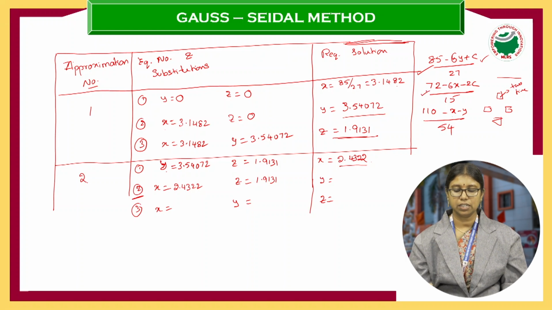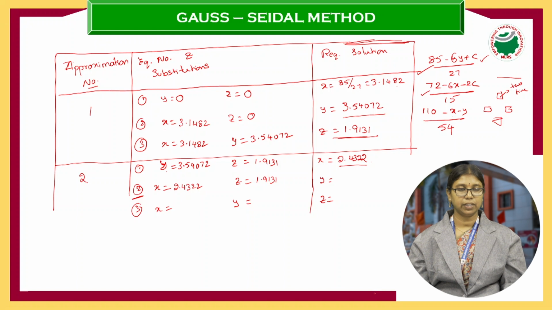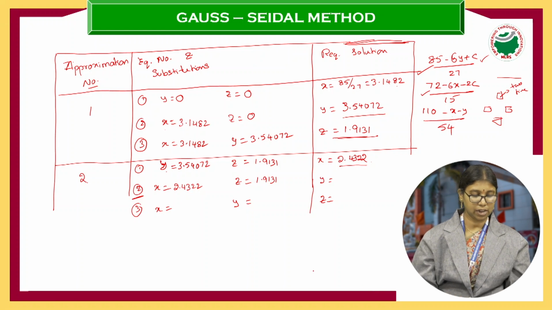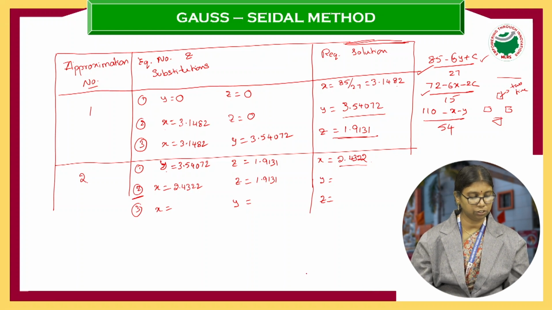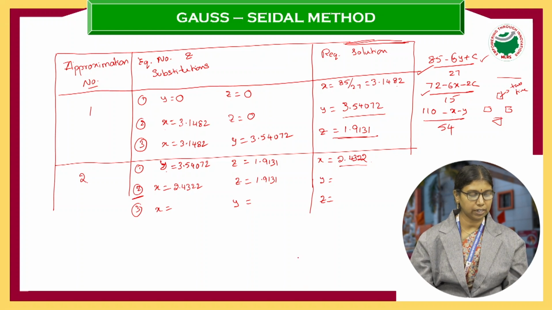Now you need to get the second equation on your screen. The second equation is 72 minus 6x minus 2c by 15. Again press the upper arrow 2 times, then you will get this equation. Press the calc button. It asks x question mark. X value is 2.4322. Then it asks z value. Z value is 1.9131.